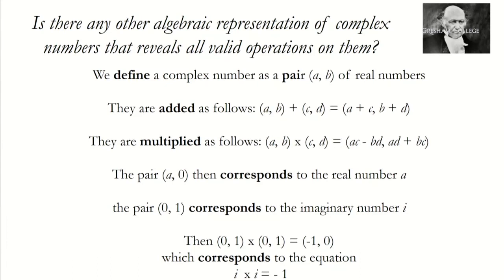And (-1, 0) we're associating with the real number -1. So one can think of the pair of real numbers (0, 1) as corresponding to i, which corresponds to the equation i times i is -1. So this means that you could rewrite anything in complex number theory, variable theory, whatever, using pairs of real numbers.